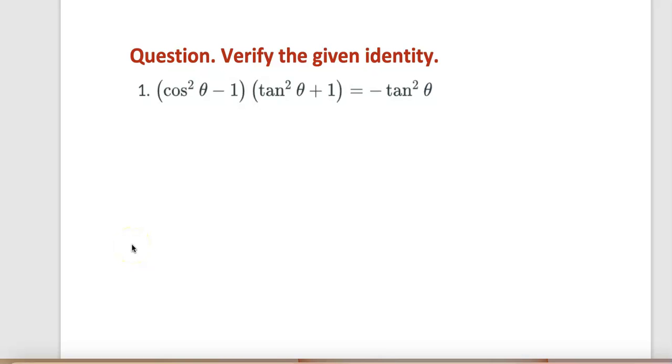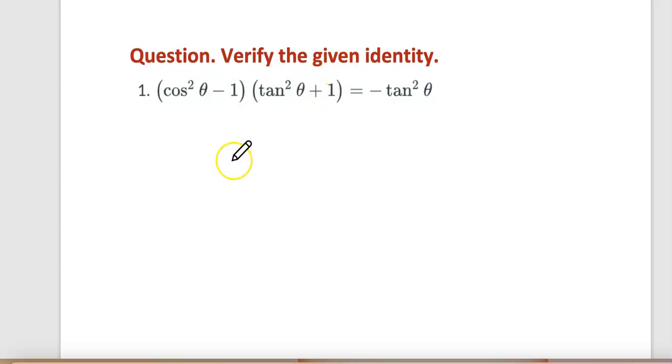Our first question says verify the given identity. So when we say verify the given identity, what it means is we can take the left side over here and we have to prove it is equal to the right hand side over here, or we can use the right hand side term and we can simplify to make it equal to the left hand side term.